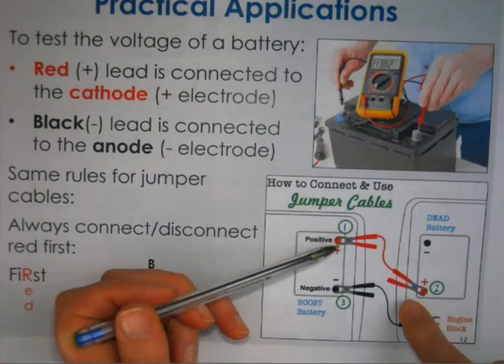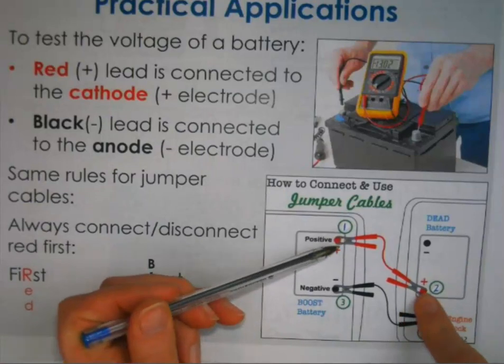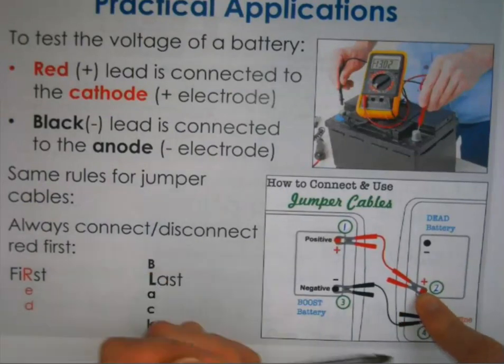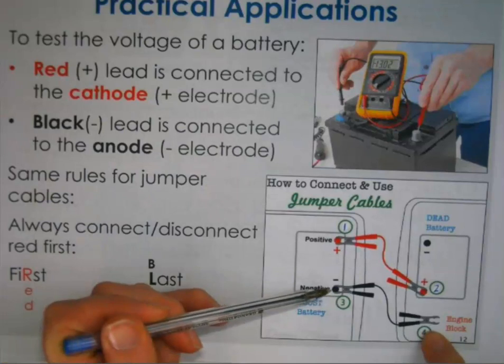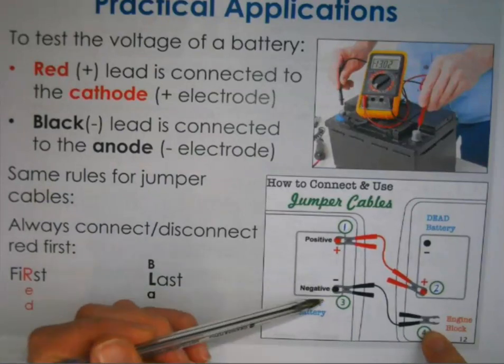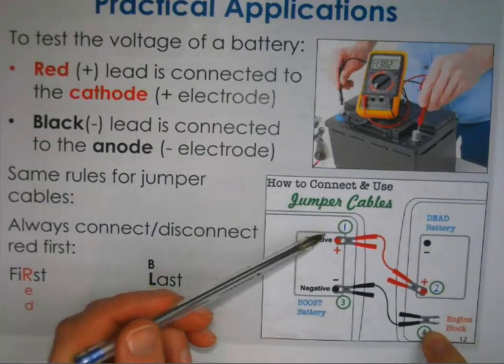So that's why you always want to connect the red first, right? Because it's just the positive where the electrons can flow into, then connect the negative. And then you always want to reverse the order when you're taking them off.